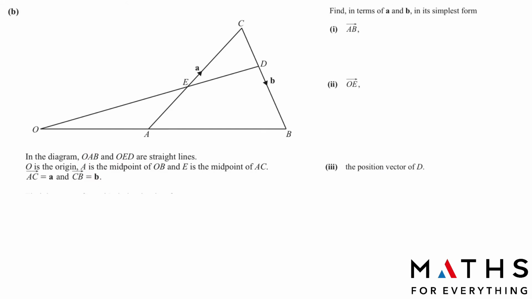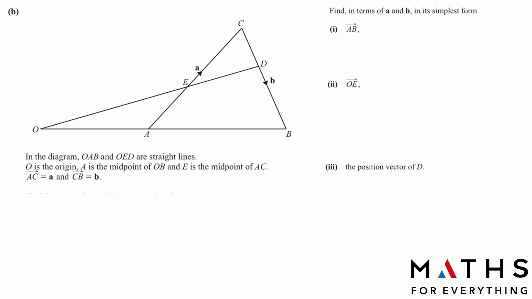Moving on to question 8b. We have been given a diagram where OAB and OED are straight lines. O is the origin, A is the midpoint of OB, and E is the midpoint of AC. AC, this whole line, is a, and CB is b. Let's read the first question. Find, in terms of a and b in its simplest form, AB.